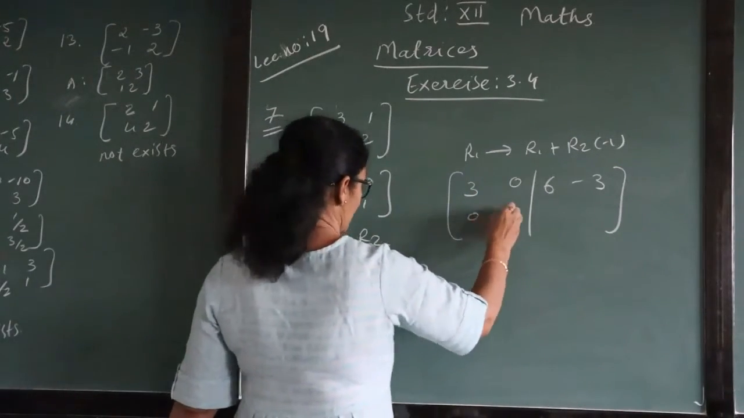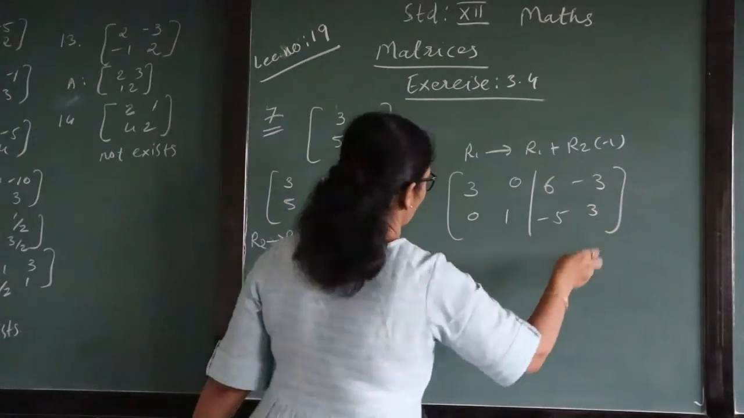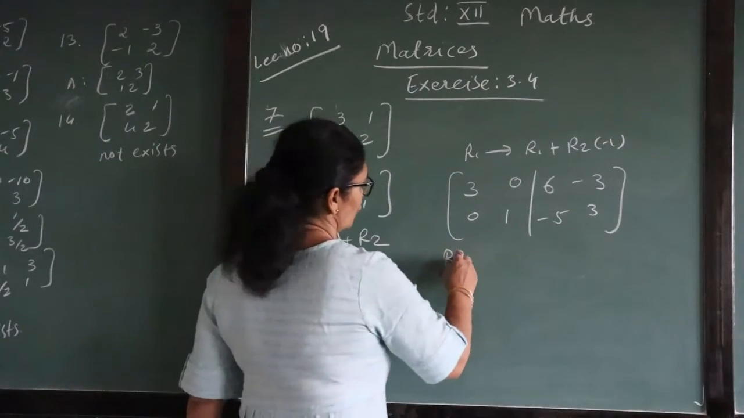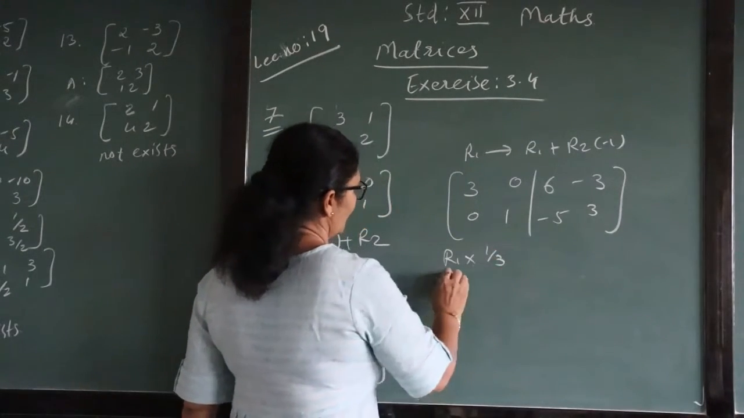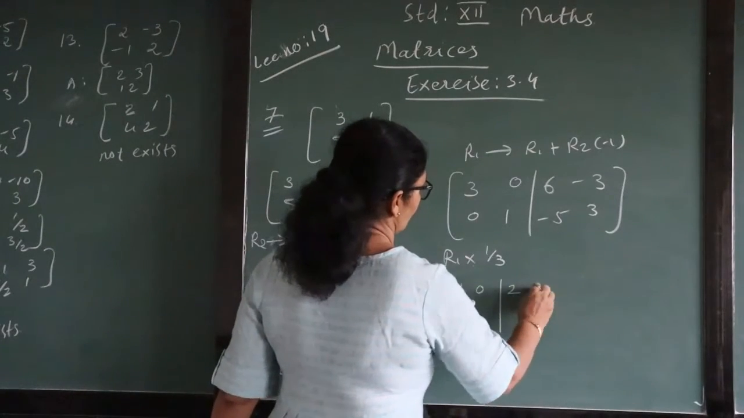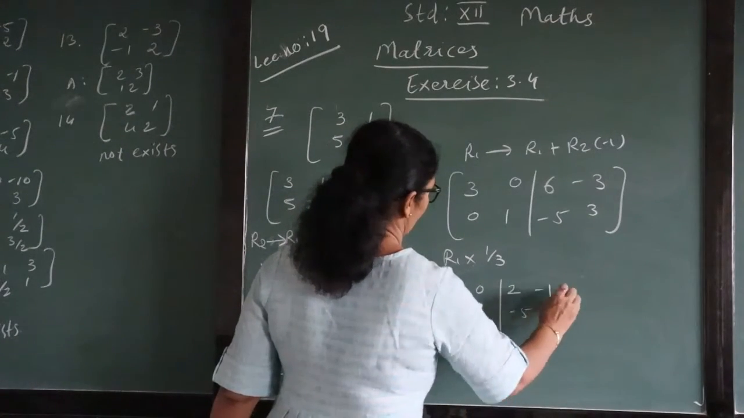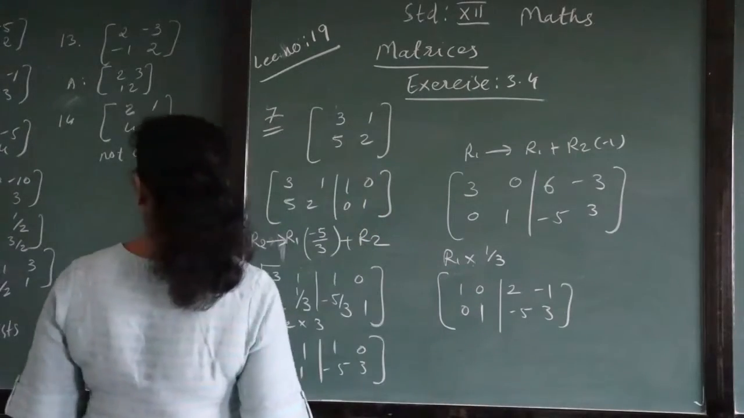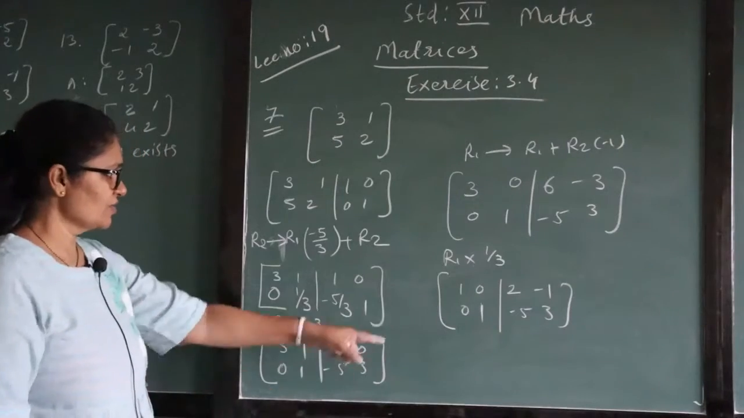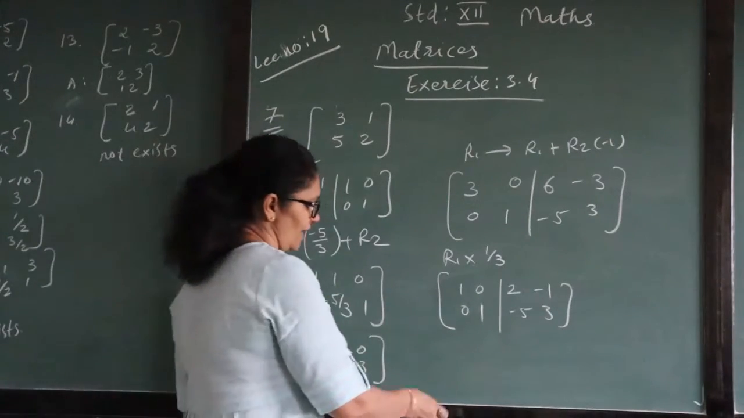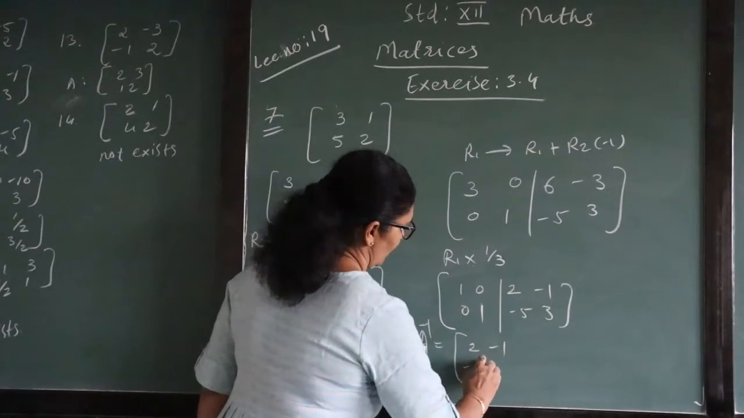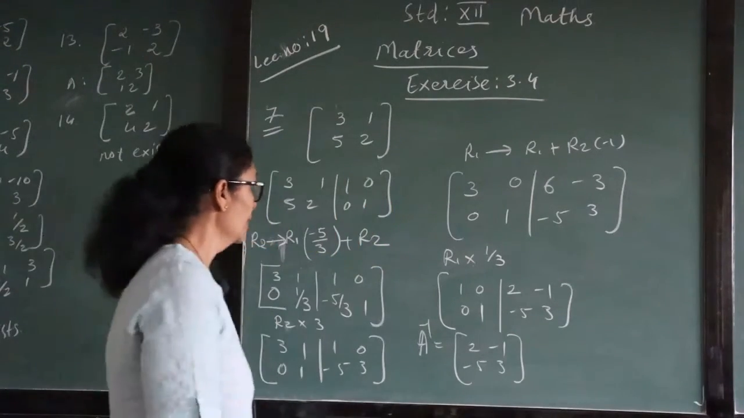Now last one as it is, 0 1 minus 5 3, but still we don't want this 3. So first row divide by 3, or you can say multiply by 1 by 3. So 2 minus 1 minus 5 3 0 1. So what is our answer? 2 minus 1 minus 5 3. This is the inverse. So we can write A inverse as 2 minus 1 minus 5 and 3.